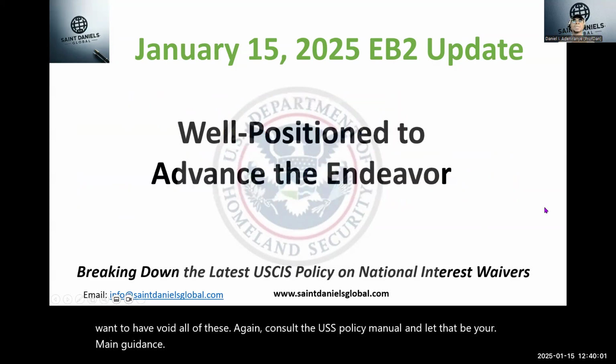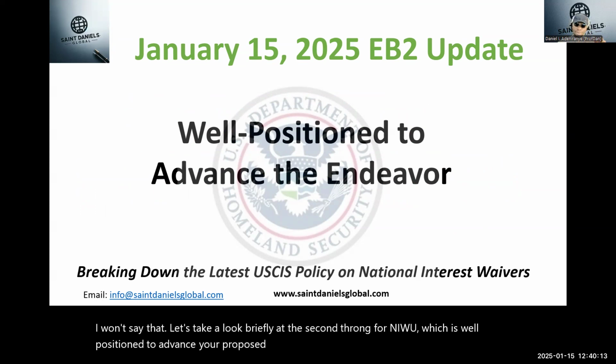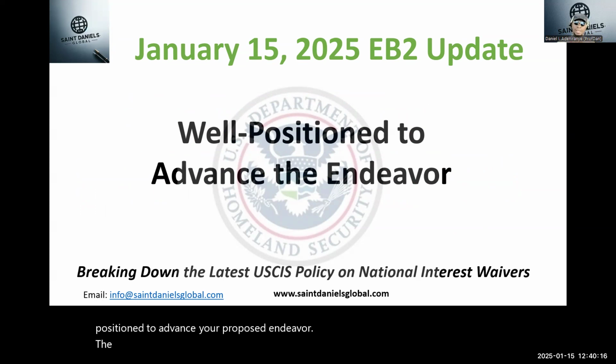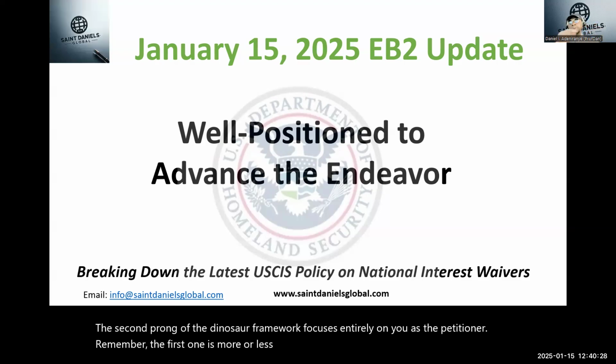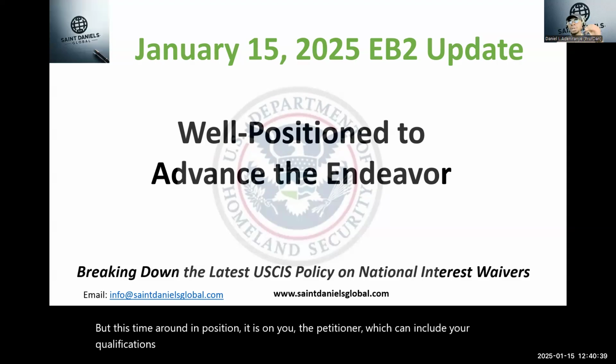Having said that, let's take a look briefly at the second prong for NIW, which is well positioned to advance your proposed endeavor. The second prong of the Dhanasar framework focuses entirely on you as the petitioner. Remember, the first one is more or less on your proposed endeavor, but this time around, well positioning is on you, the petitioner, which can include your qualifications, your track record, your ability to make the proposed endeavor a reality.